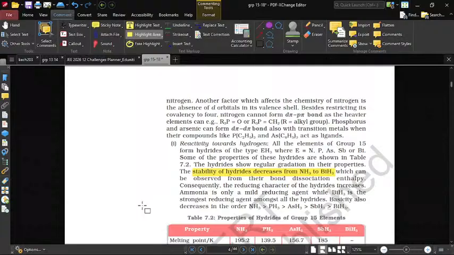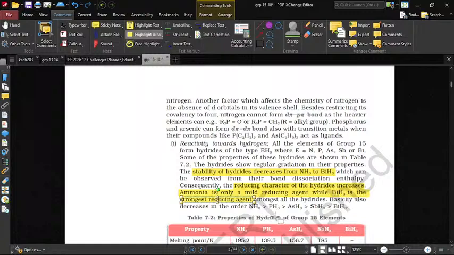Consequently, the reducing character of hydrides increases. Stability decreases, reducing character increases. Ammonia is only a mild reducing agent, while BiH3 is the strongest reducing agent among all the hydrides.